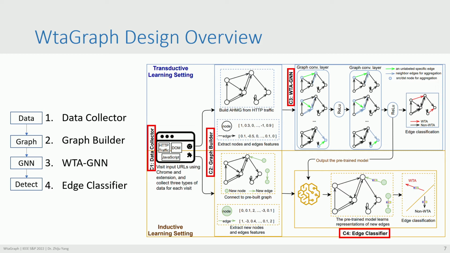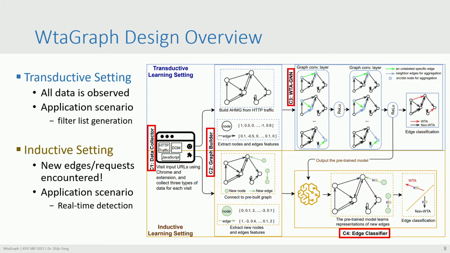Continuing, we have our unique WTNGNN over here. It can directly work on our attributed homogeneous multigraph. With this, we train the model, and correspondingly, we have the last component that can classify whether an edge representing HTTP traffic is tracking or not.